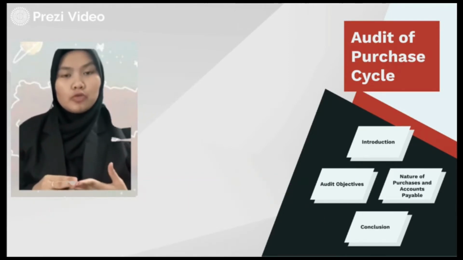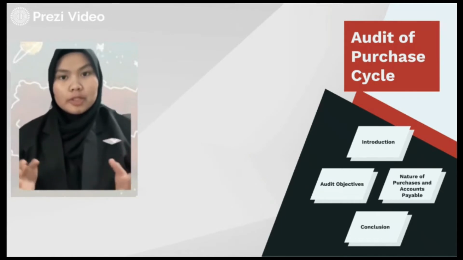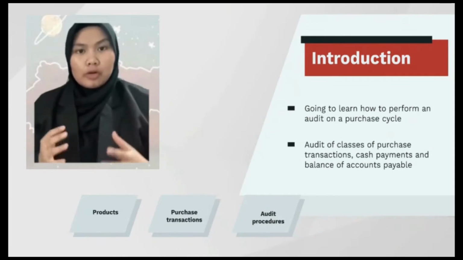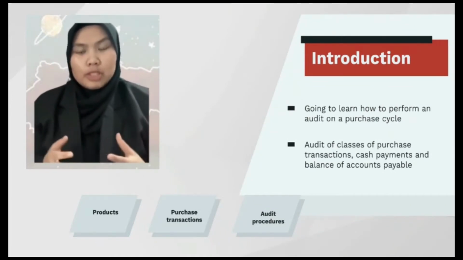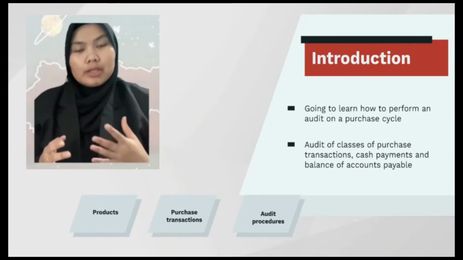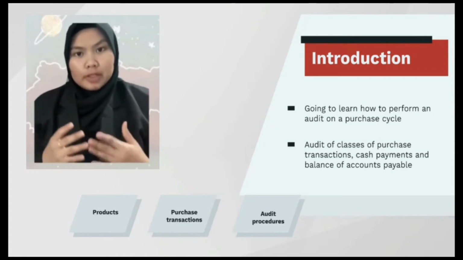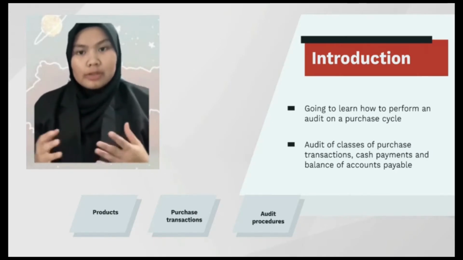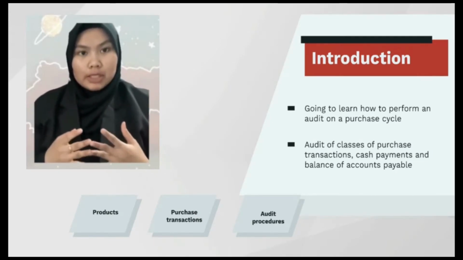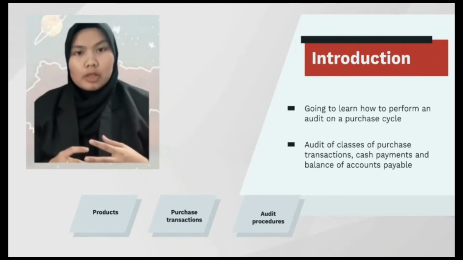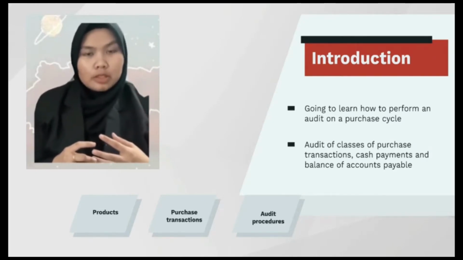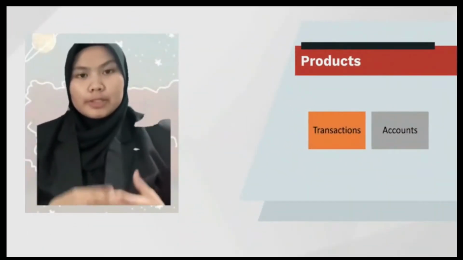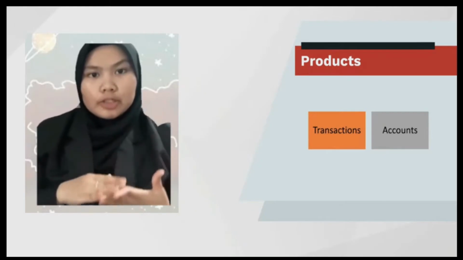So before we move on to how to audit the purchase cycle, let's look at the introduction. In this chapter, we are going to learn how to perform an audit on the purchase cycle. It involves audit of classes of purchase transactions, cash payments, and also balance of accounts payable. The reason why it involves cash and accounts payable is because the purchase may be a cash purchase or a credit purchase. So there are two products of the purchase cycle, which are the transactions and accounts.